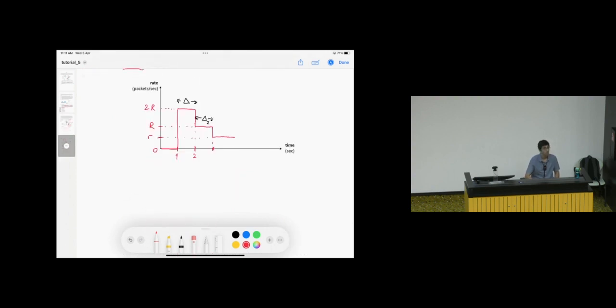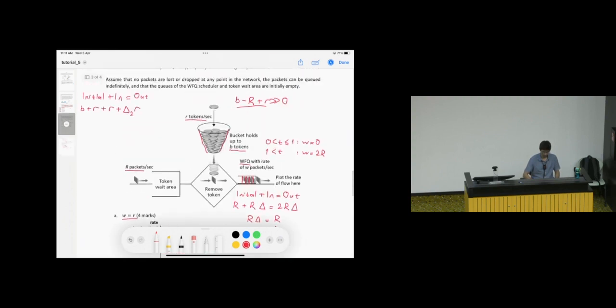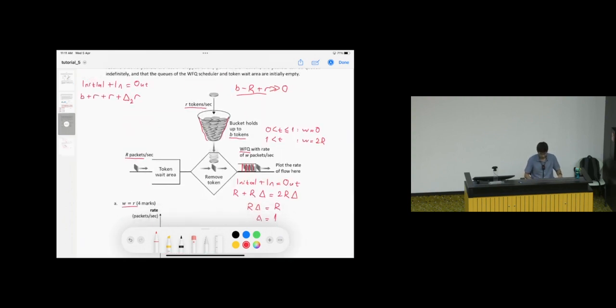Between second 0, this and this. Okay, so yes, the output rate is 0. That's correct. But still, there are capital R packets arriving, and these packets are removing tokens from the bucket, and these packets are pushed to my weighted fair queue in here. So these packets are already removing tokens from the bucket, right? Yeah, thanks for the question. That's a good one.